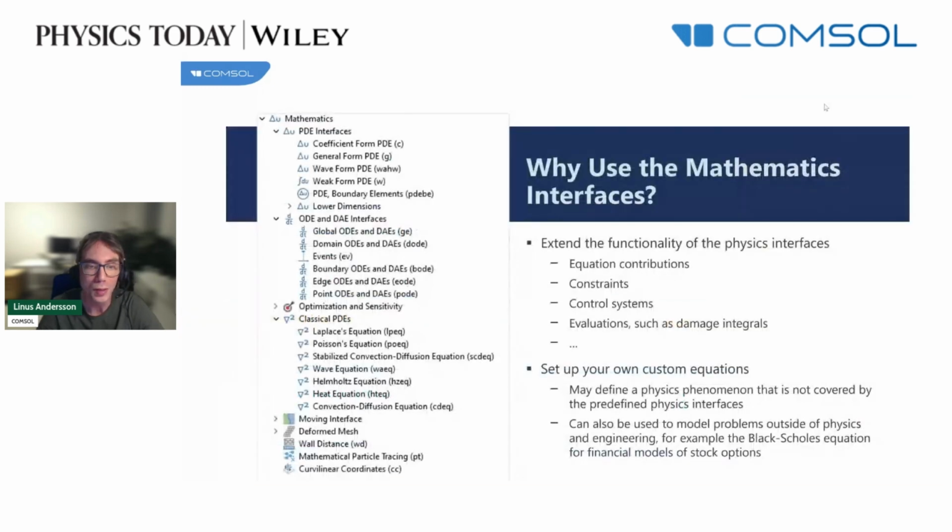Being a multiphysics software, we offer a lot of different physics interfaces that let you model a wide range of physics. So why then might you want to use a mathematics interface? Well, one reason would be to extend the functionality of the physics interfaces. You can add contributions that aren't already there in the equations, perhaps implement an advanced constraint. Say you're modeling structural mechanics, and instead of setting a displacement with a fixed value as a boundary condition, you want to solve a separate equation on the boundary to find and stipulate a local displacement, maybe.